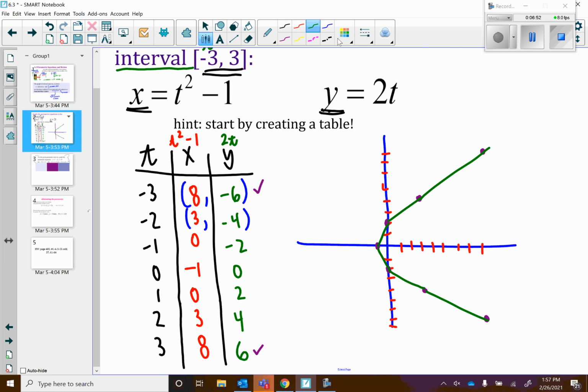Now, one thing I could notice is we have these 2 variables, with t in both of them. So I could substitute one in for the other. Specifically, if I take this equation here and I solve for t, I get t is equal to y divided by 2. And if I take that and plug it in for my t in my x equation, I get x is equal to (y divided by 2) quantity squared minus 1.